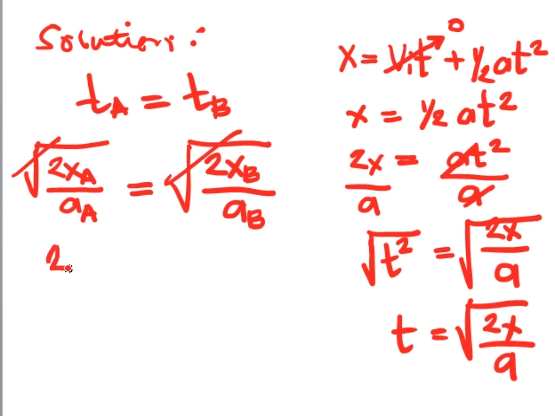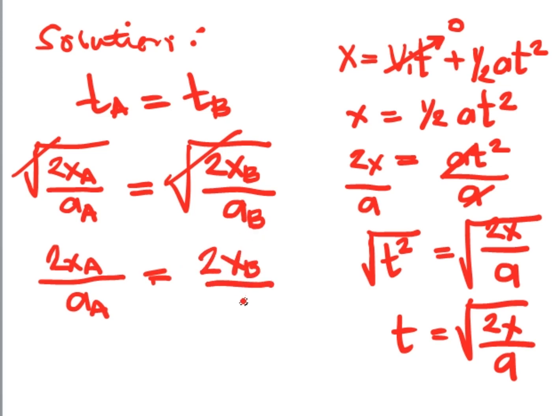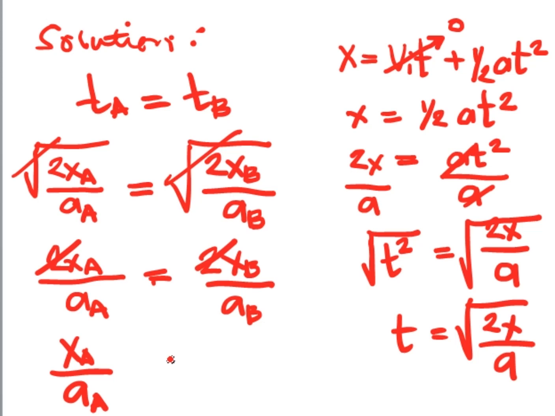So you'll have 2x_A all over the acceleration of car A equal to 2x of B over the acceleration of B. We can also cancel 2. So what is left is x, or the distance traveled by car A, all over the acceleration of A, is equal to the distance traveled by car B, x sub B, all over the acceleration of car B.